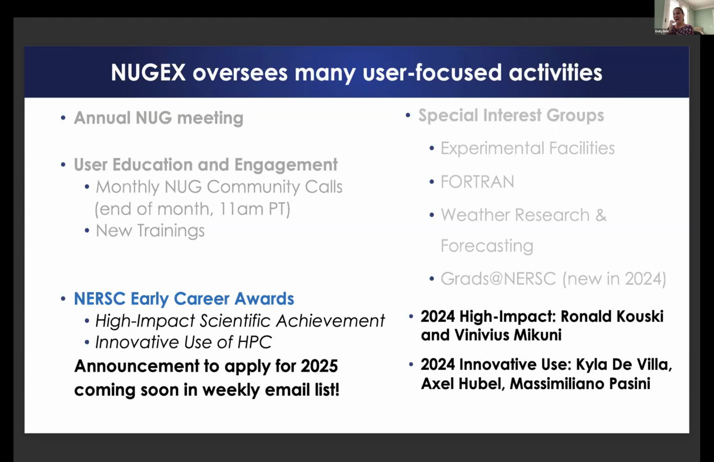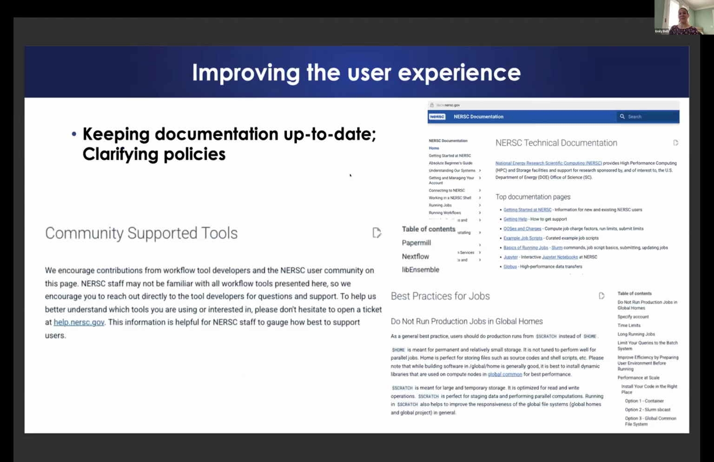So an announcement to nominate your students and early career researchers will be coming out soon in the weekly email list. And the award winners are highlighted in a NUG community call. So this is a great opportunity to hear more about some of the exciting projects and scientific breakthroughs that have come about on Perlmutter from our early career researchers.